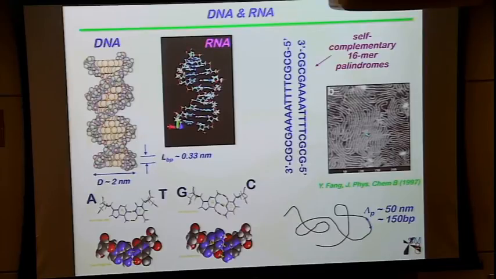So you can see these chains deposited on a surface. You can see that because of this rigidity, they're making a little crystal in two dimensions here.